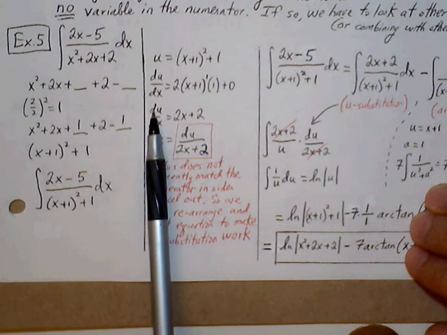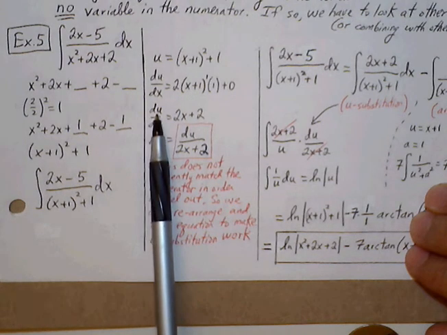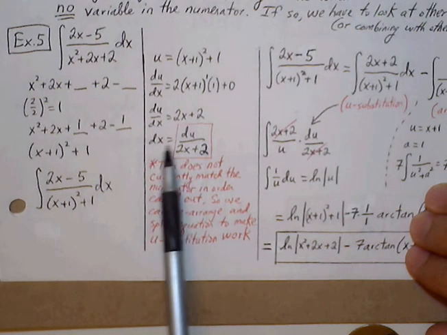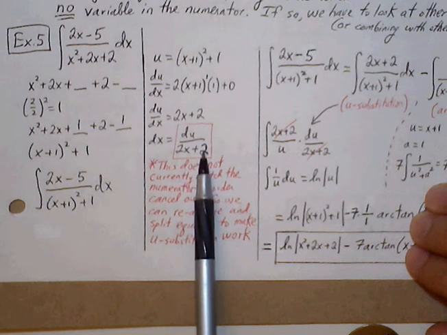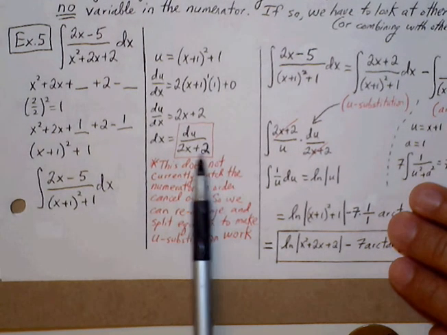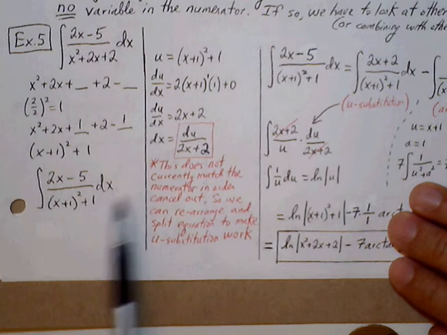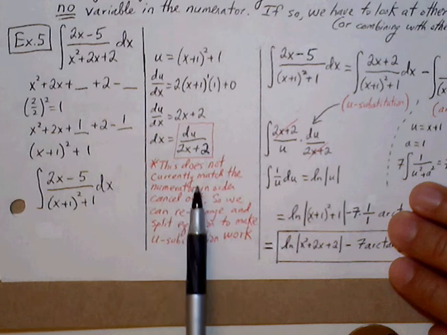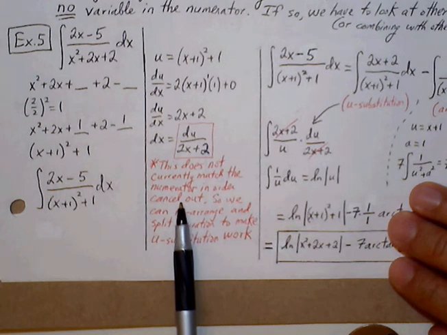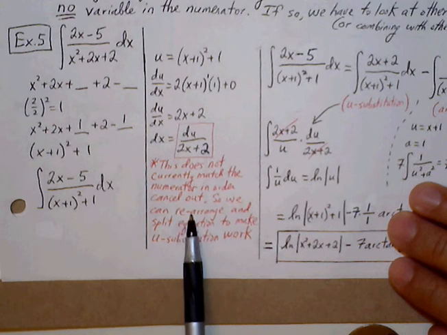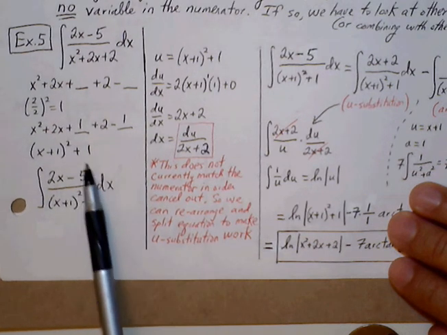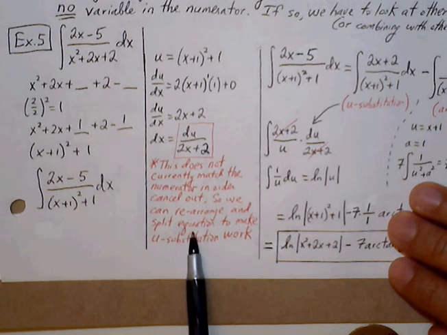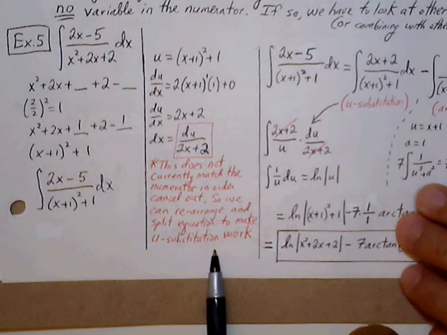So we can solve for dx. If we distribute the 2 through, we'll get dx is equal to du over 2x plus 2. Now, you look here, we have 2x plus 2, and we want this 2x plus 2 to cancel out the 2x minus 5. Now, we see that this does not currently match the numerator needed in order for us to cancel out. So the only thing that is standing in the way is some constant value, right? We can rearrange and split the equation to make our use substitution work.